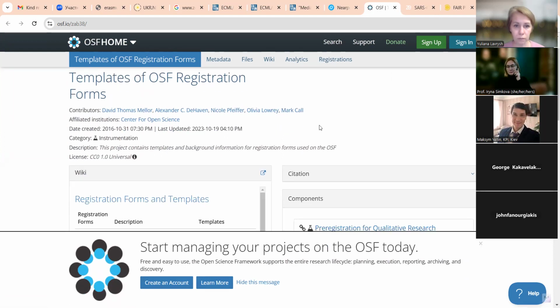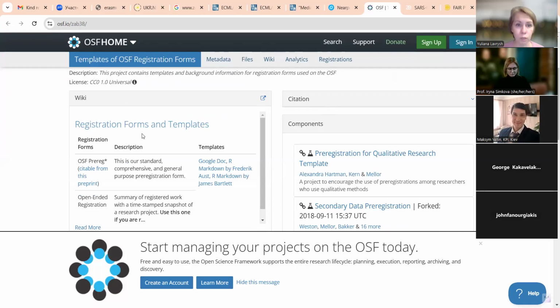I don't want to make it. I don't have an account in this browser. Okay, we will just skip it. So here is the Open Science Framework home. It's a great open science resource. You can find a lot of information about science here, about metadata, about files, analytics and registration. But now we are speaking about pre-registration.